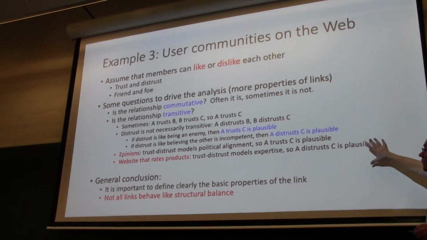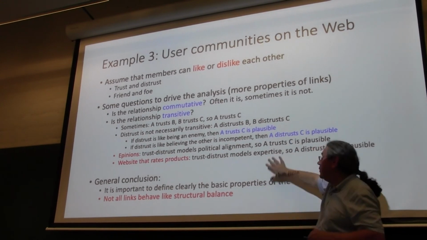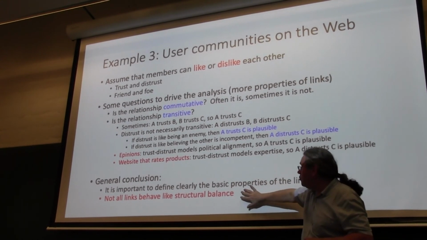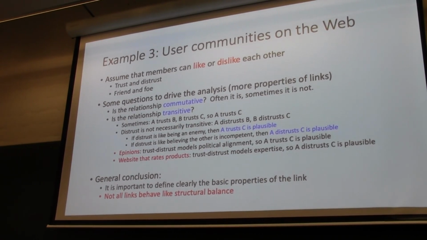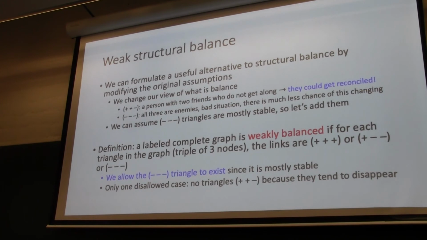So the point is to be careful. This is actually to show that structural balance is only one way, and you have to be a little bit careful. To finish, I will introduce an alternative to structural balance, which in politics is maybe even more useful than regular structural balance. This is called weak structural balance. Remember, structural balance is where you allow these two triangles, but no others.